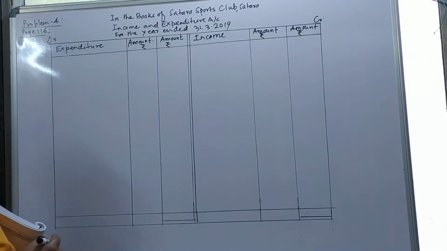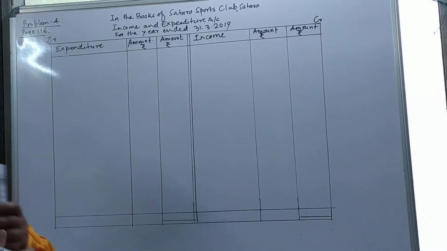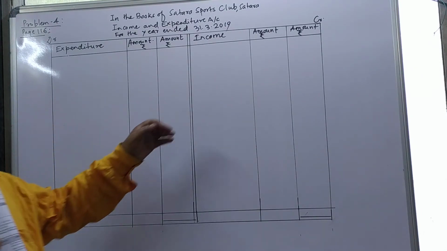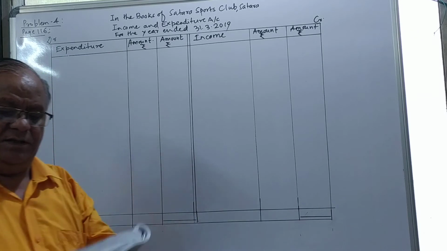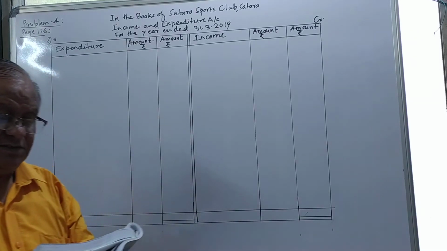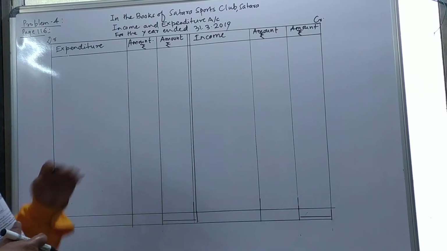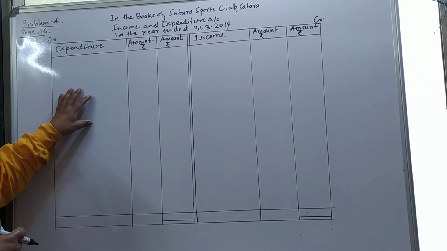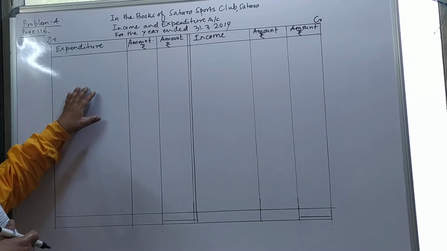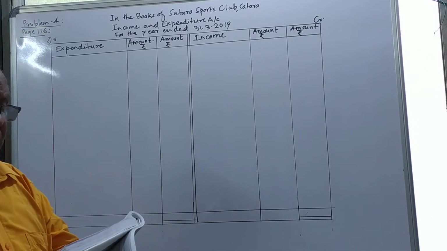Now we write debit, expenditure, amount, income, amount like that. All the possible expenses can be recorded on the expenditure side, and all the possible income on the income side. First we will see the outstanding subscription for the current year. All revenue incomes as well as revenue expenses can be recorded for the current year only. Therefore, we must take the subscription for the current year.